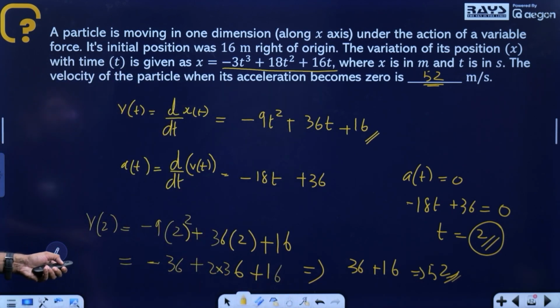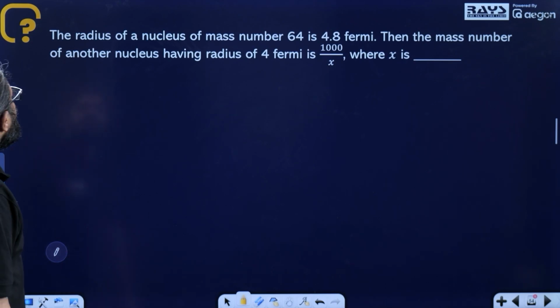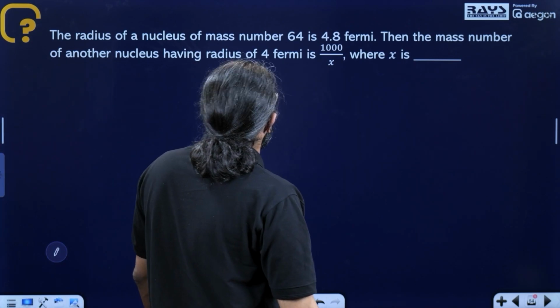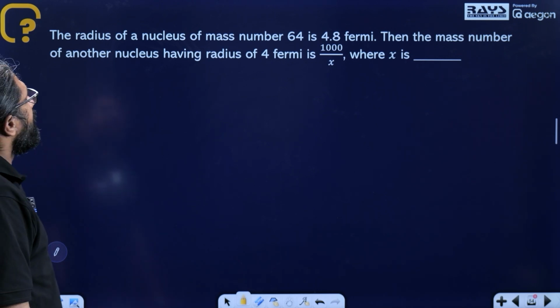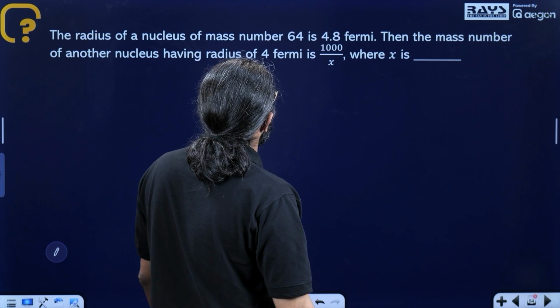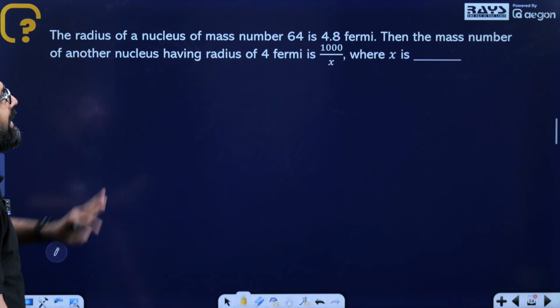Alright. Next, the radius of a nucleus of mass number 64 is 4.8 Fermi. Then the mass number of another nucleus having radius of 4 Fermi is 1000 divided by x, where x is.